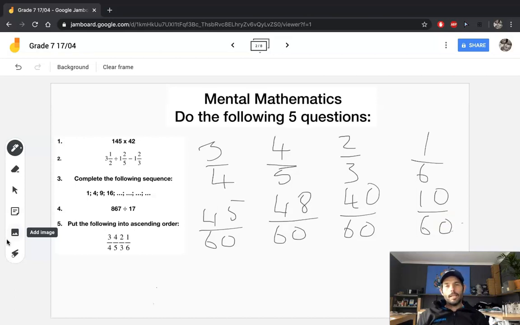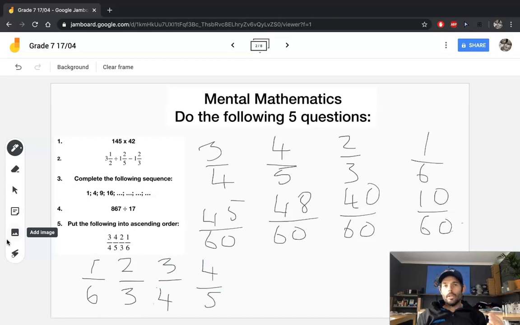Remember, ascending order is smallest to biggest. So 10 over 60 or 1/6 will be first. Okay, 40 over 60 or 2/3 will be next. 3/4 and then 4/5. So that's your ascending order, smallest to biggest.